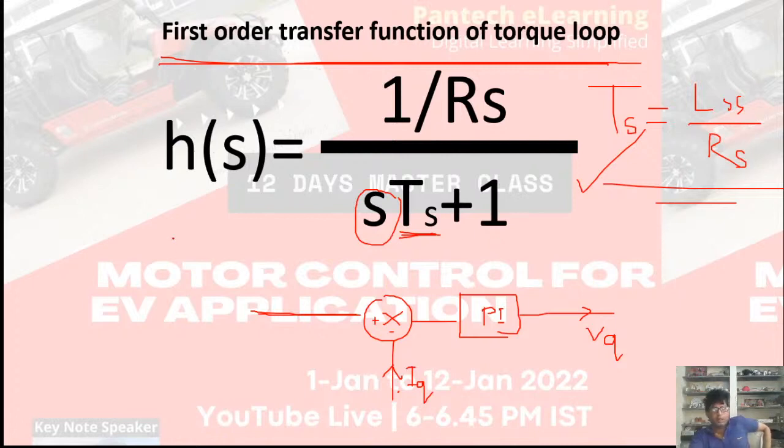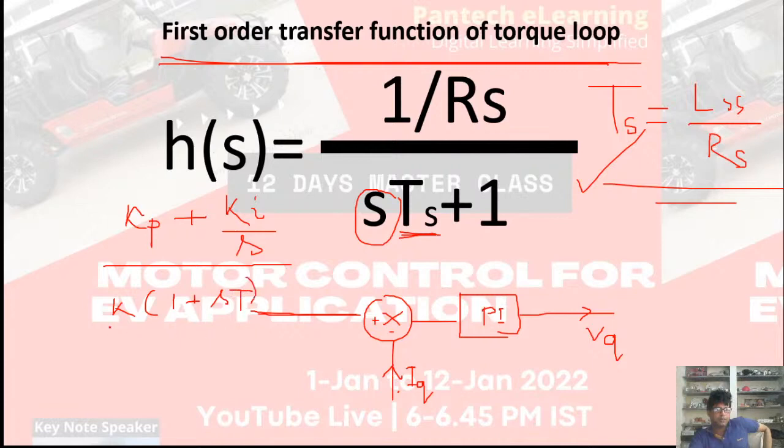In some places the PI regulator is represented as Kp plus Ki by S. Somebody will represent it as K into (1 plus ST) by ST. So if you split this, it will come as K plus K by T by S.